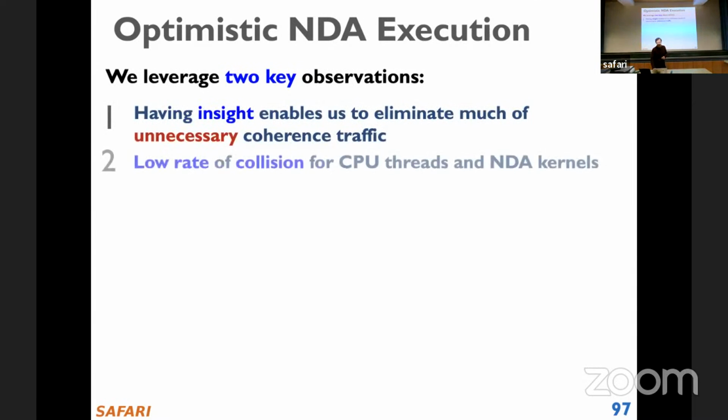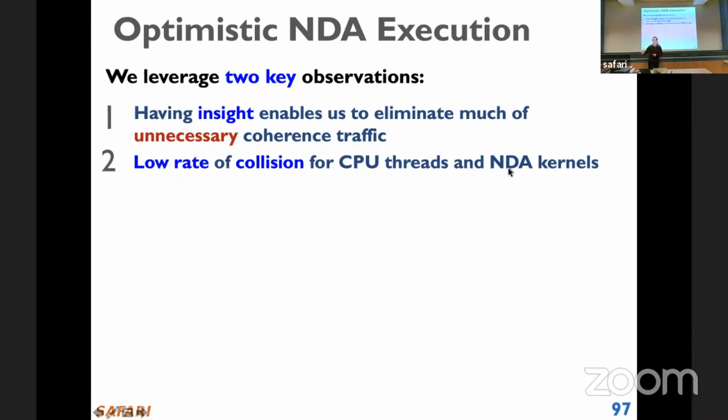Essentially, we're going to enable two observations. Having insight into what accesses are done by speculatively executing the near data processing program enables you to figure out what is unnecessary coherence traffic, basically, enables you to eliminate the unnecessary coherence traffic. And the main reason is you have a low rate of conflict between the CPU threads and NDA kernels.